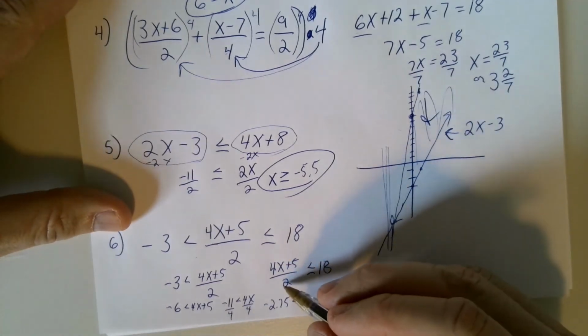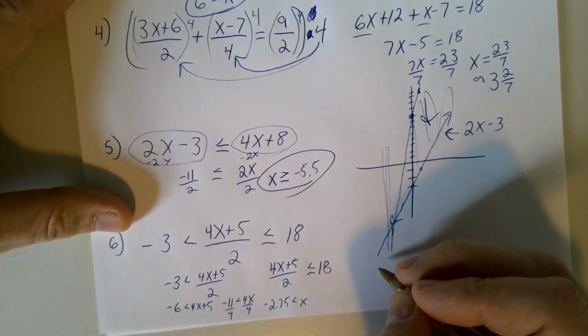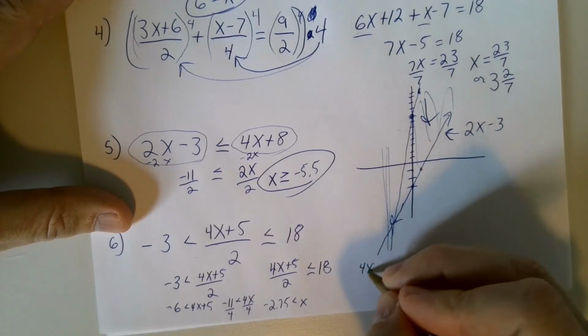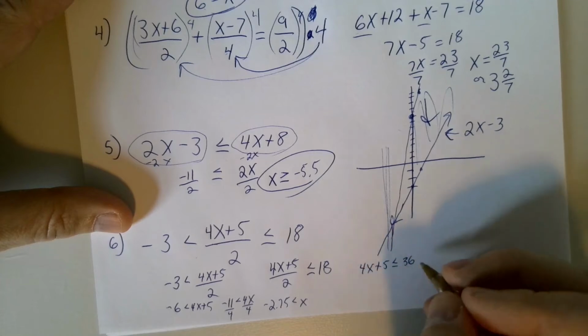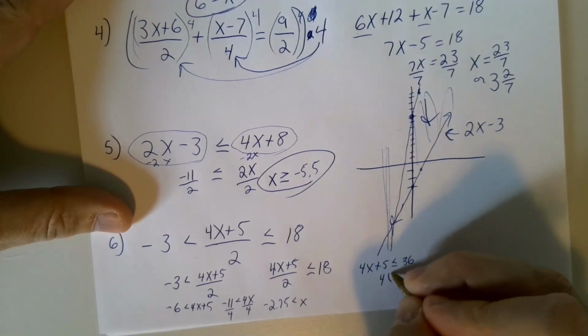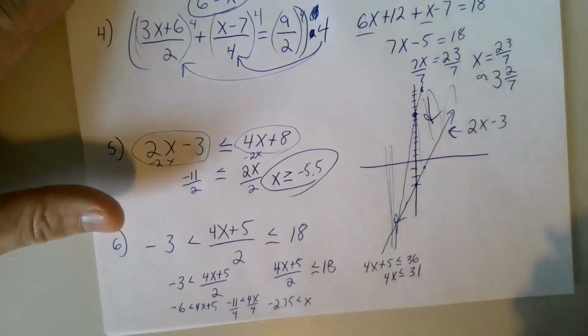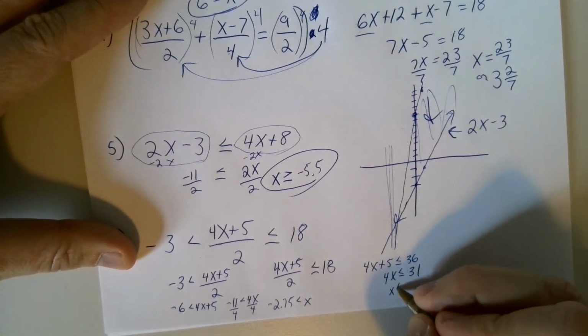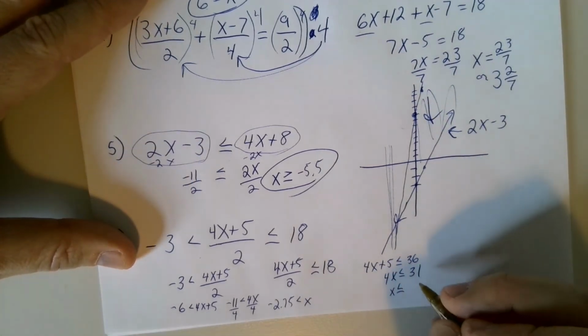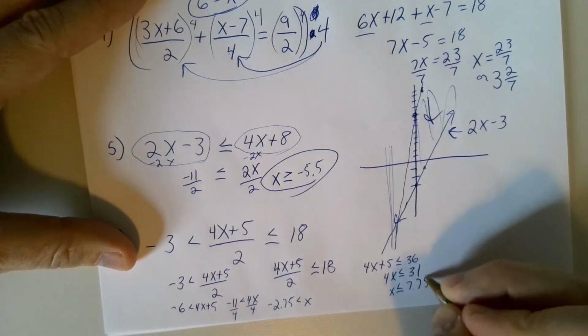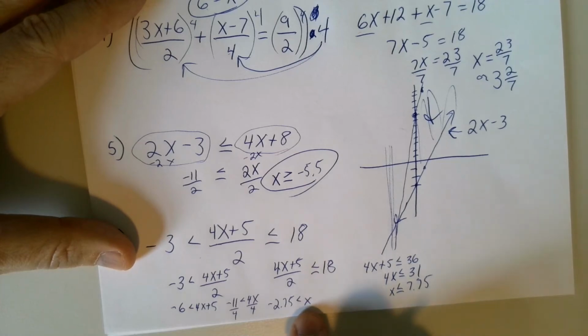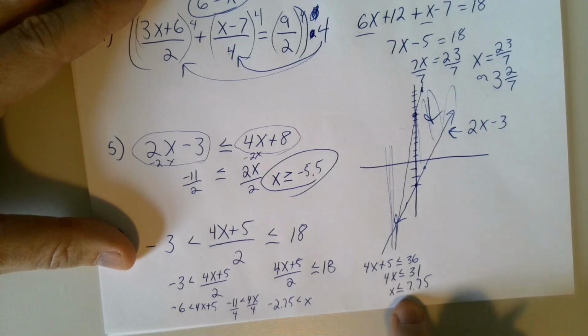Now over here, I multiply by 2, and I get 36, so I get 4x plus 5 is less than or equal to 36. Subtract 5, I get 4x is less than or equal to 31. Divide by 4, and I get x is less than or equal to, what is that? 4 times 7 is 28, so 7.75. So it shows that x, reading from the x, is greater than negative 2.75, and it's less than or equal to 7.75.